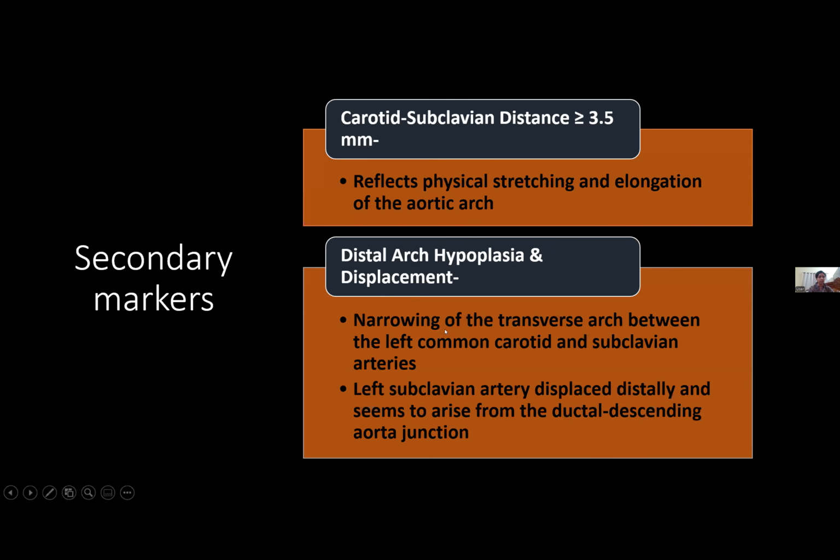When the primary Z-scores are borderline, the secondary morphologic markers improve the diagnosis of coarctation. An increased distance of more than 3.5 mm reflects the stretching and elongation of the transverse aortic arch. In addition, the left subclavian artery is displaced distally and seen arising close to the ductal insertion.